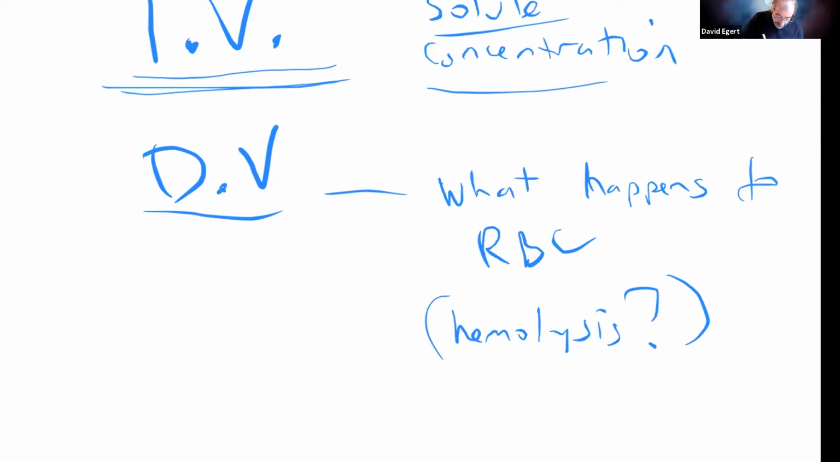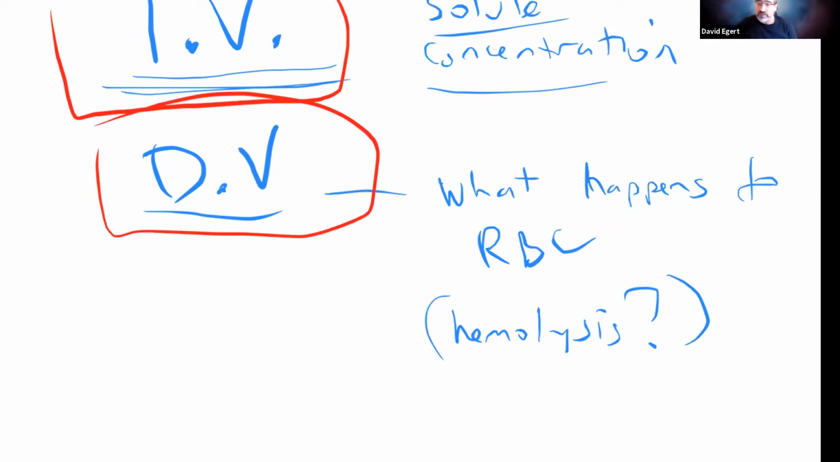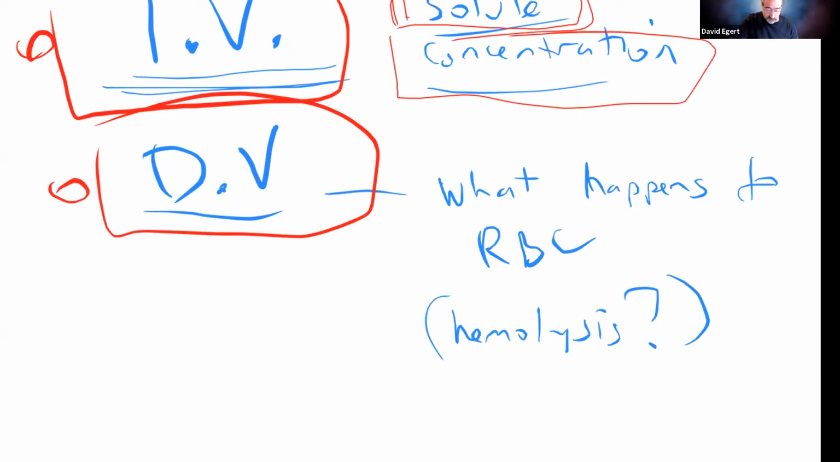And again, for the subset of you who are still having a challenge with constructing your objectives, the objective is just: how does the independent variable affect the dependent variable? Done. How does the concentration and type of solute of the solution affect what happens to the red blood cell, specifically, does it lyse or not?